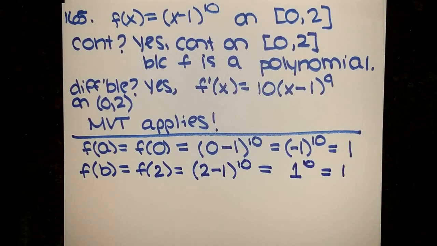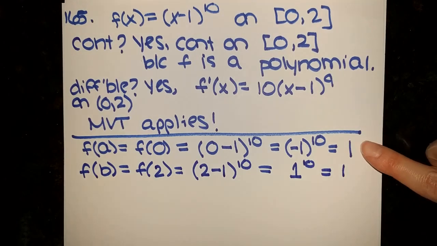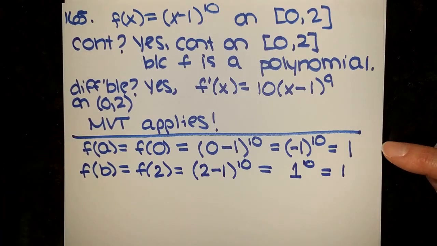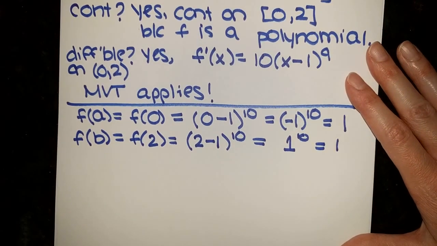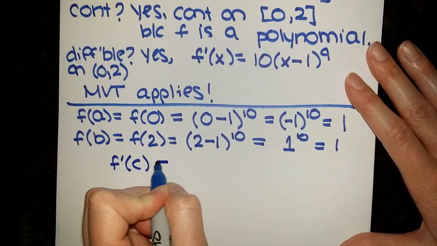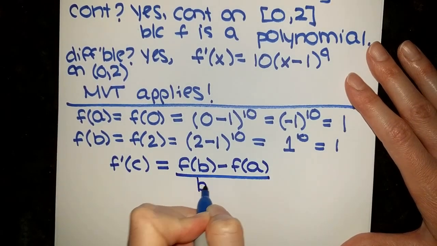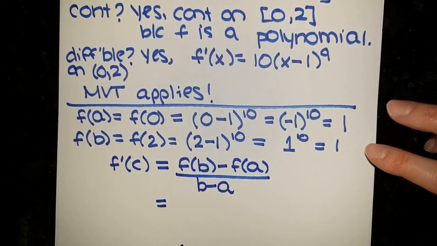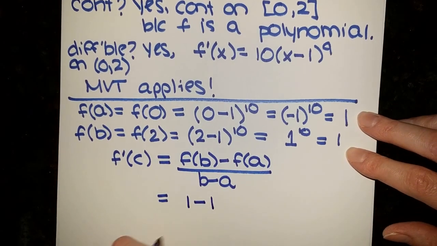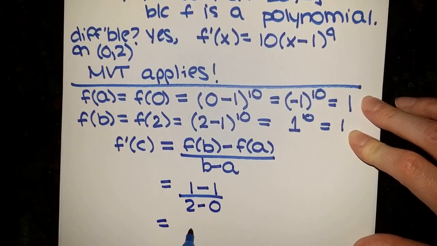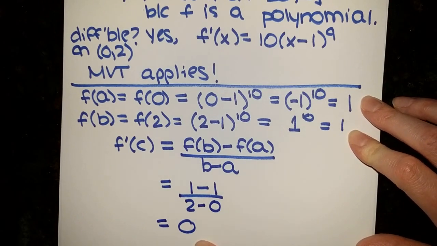Now, it is interesting to note here that if the question had been, does Rolle's theorem apply, here you have f(a) equal to f(b). So not only does the mean value theorem apply, but also Rolle's theorem applies as well. But we'll stay focused here on the fact that we're trying to find our mean value theorem. So we look at f'(c) equal to (f(b) - f(a)) over (b - a). Now, when you plug in your f(a) and f(b), you're just going to get 1 minus 1, and then in the denominator, 2 minus 0. So that is just going to give us 0 on the right-hand side.